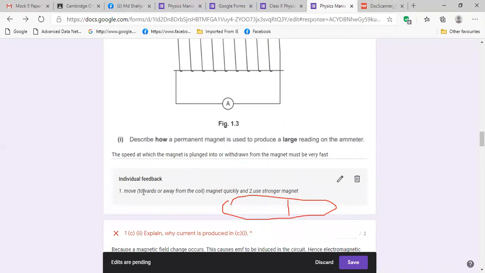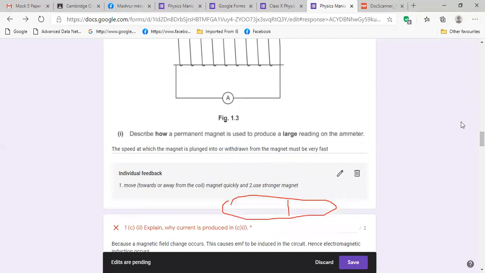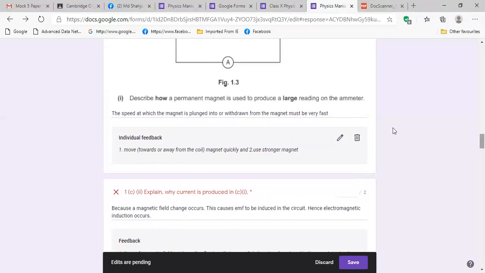One is they are saying larger reading, right? One is move the magnet towards or away from the coil quickly, and use a stronger magnet. Is it clear now? Yes sir. So you got your 2 marks. At first I thought that for writing both of them you have 2 marks, but now I checked, and in the mark scheme only for writing this part is 2 marks.